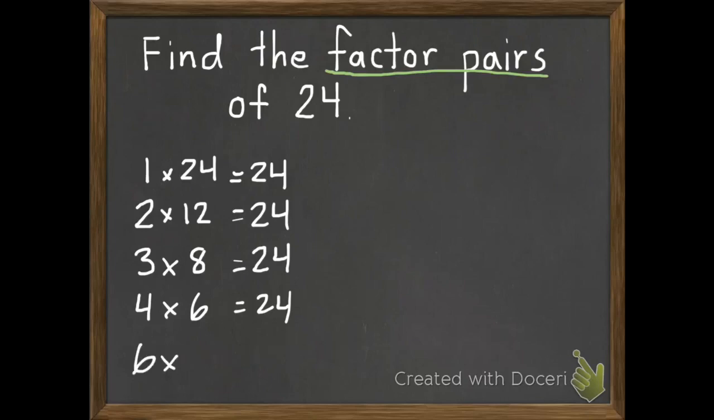And let's try 6. Oh, I notice that when I get to 6, I've already done 6. So it's just going to be the opposite. It's going to be 6 times 4 equals 24. And we already have that pair of numbers. We don't need to do it again. So as soon as we get to the same number we have already, we're done. So those are our 4 factor pairs for 24.